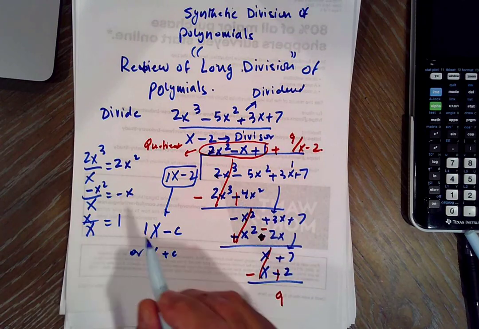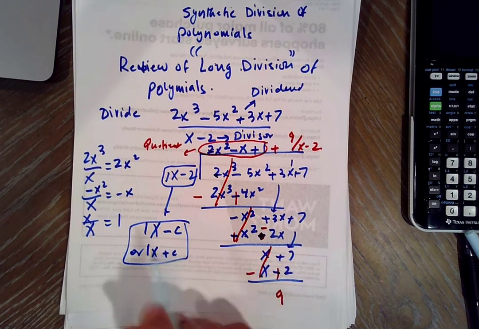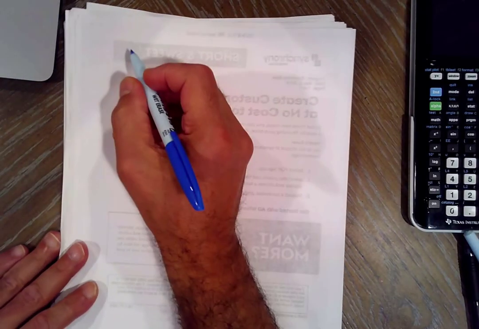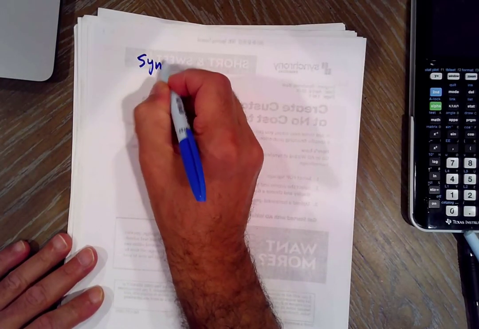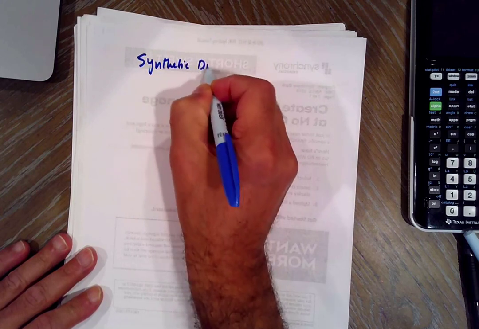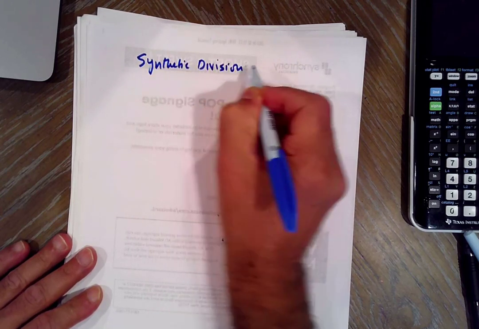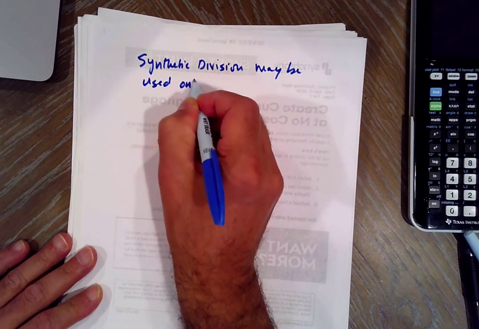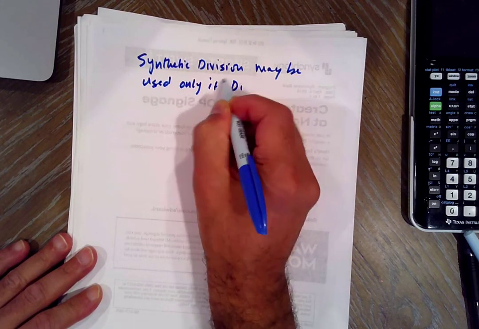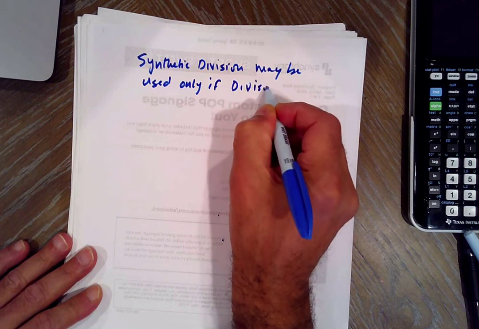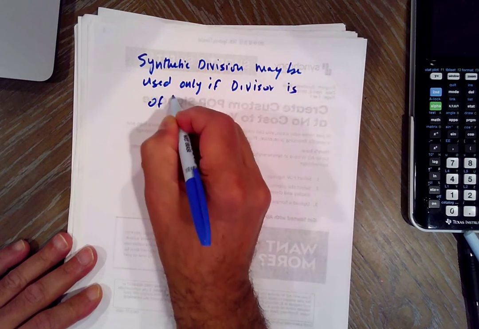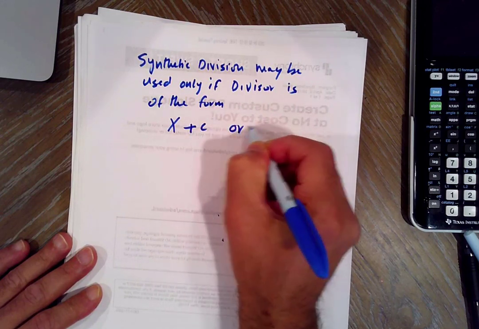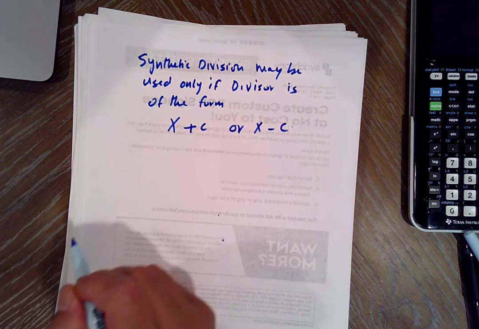And you can only use synthetic division if you have x minus c or x plus c in the denominator as a divisor. So synthetic division, let me write this down, may be used only if the divisor is of the form x plus a constant or x minus that constant.